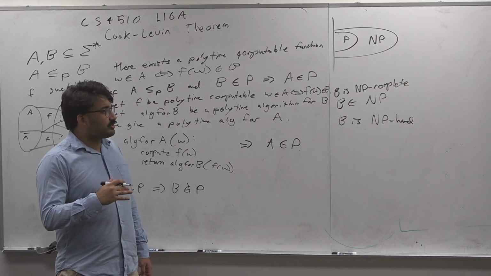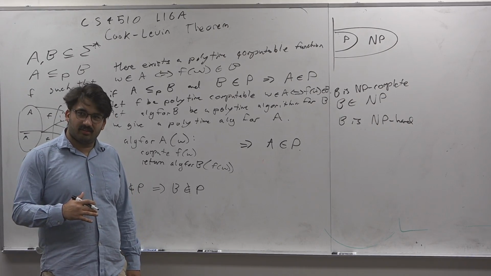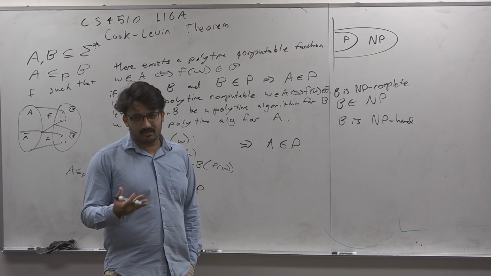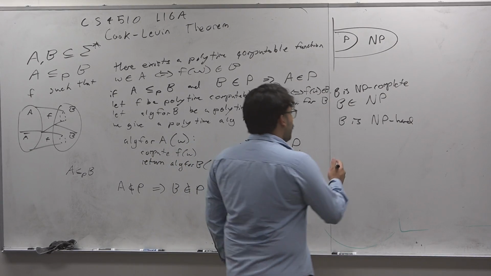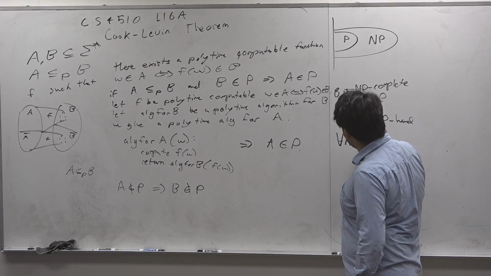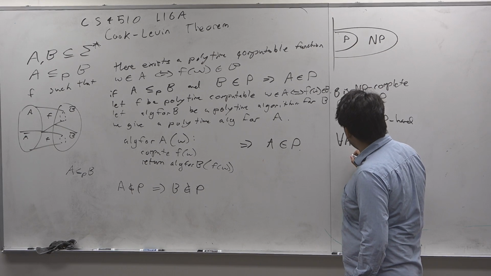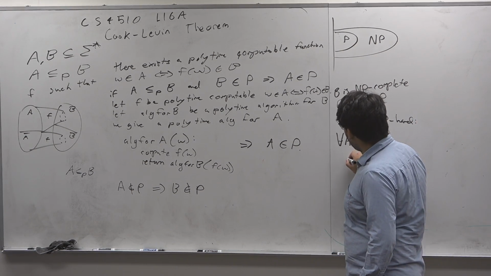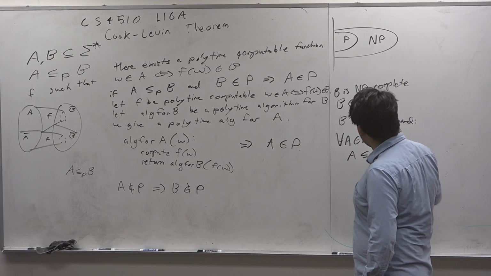Correct. Now there are two practical definitions. There's a practical definition, and then there's the technical definition, which is basically the entire point of today's lecture. So you choose some other problem. The formal definition is that for all A in NP, there's a polynomial time reduction from A to B, right?